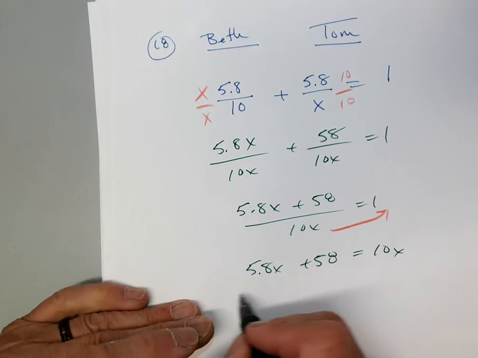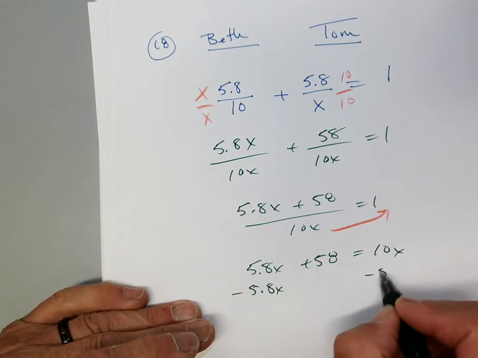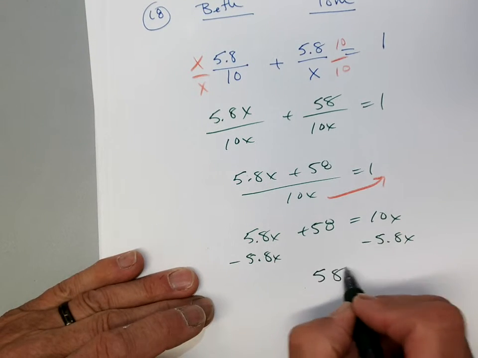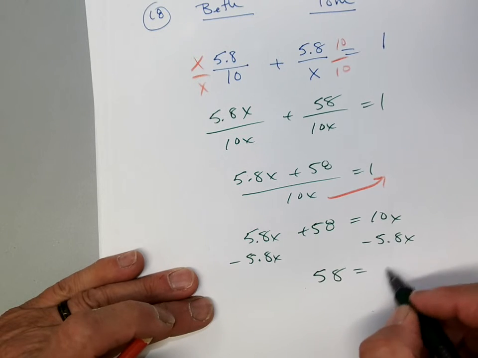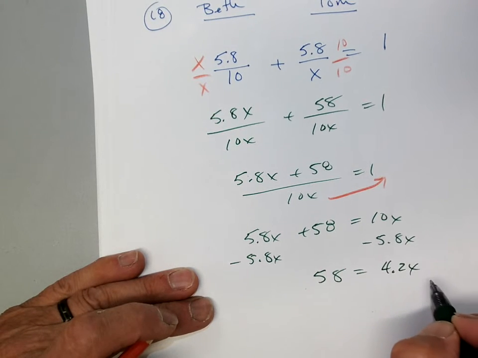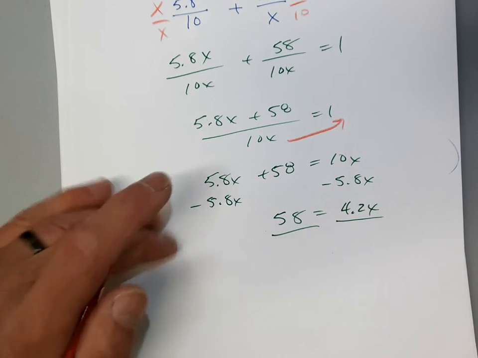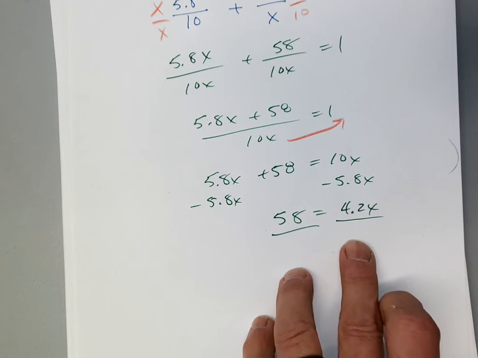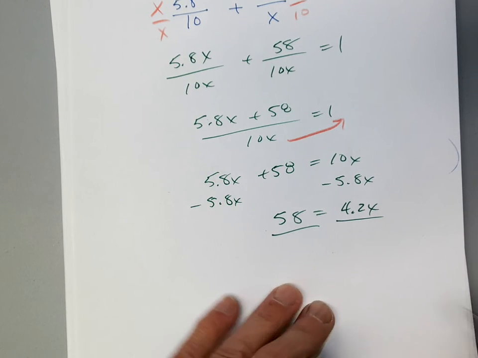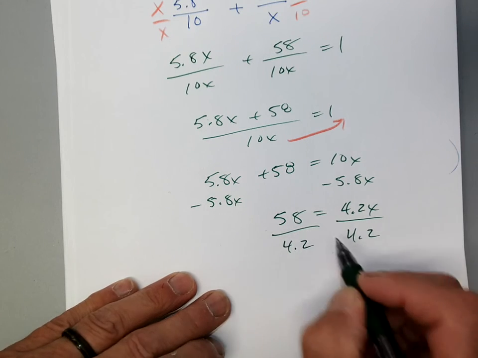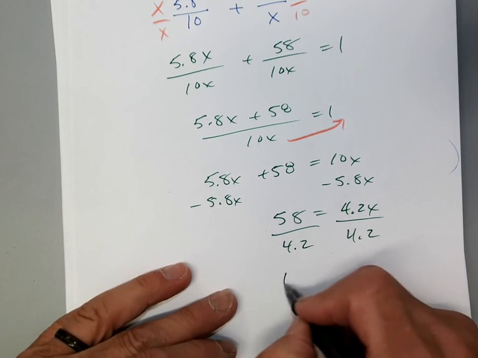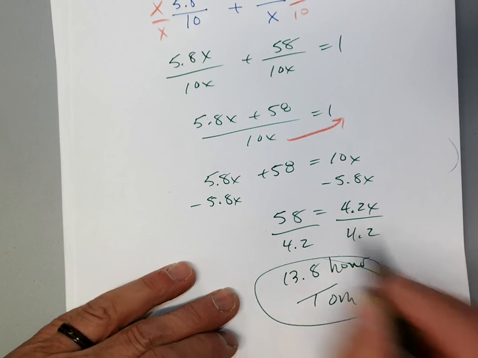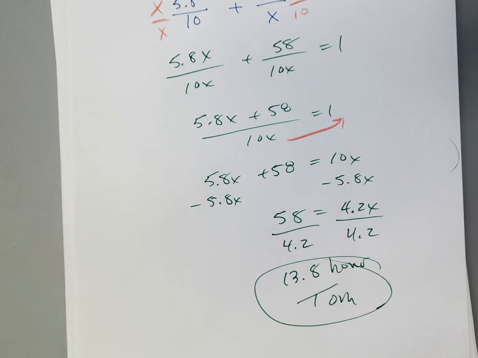Multiply it up. Minus 5.8x, minus 5.8x. How am I doing? 58 equals 4.2x. What is 58 divided by 4.2? Divide by 4.2, and I get about 13.8 hours for Tom. There we go. Ta-da! We got it done. Thank you, guys.